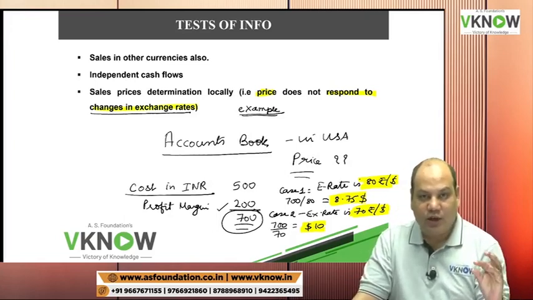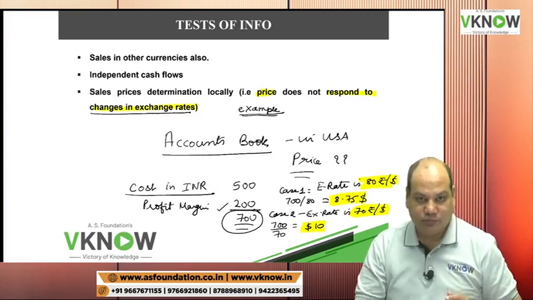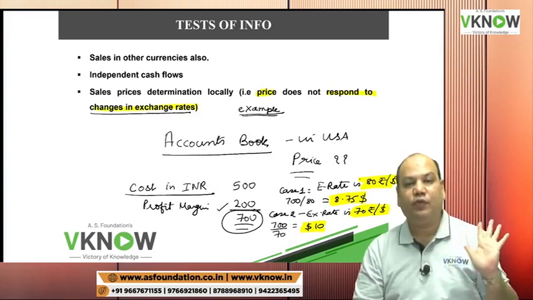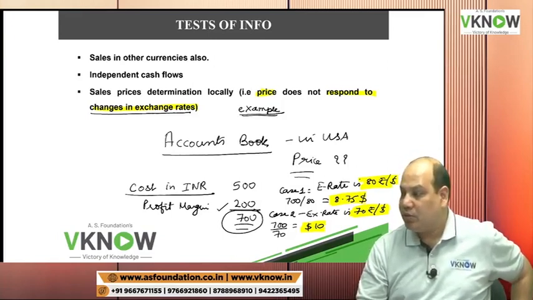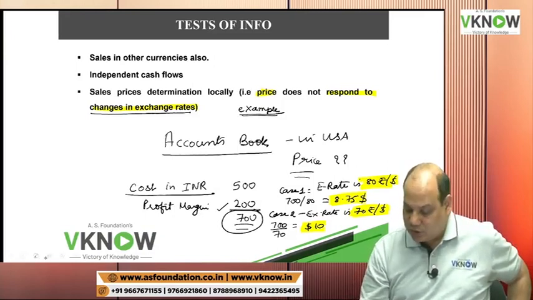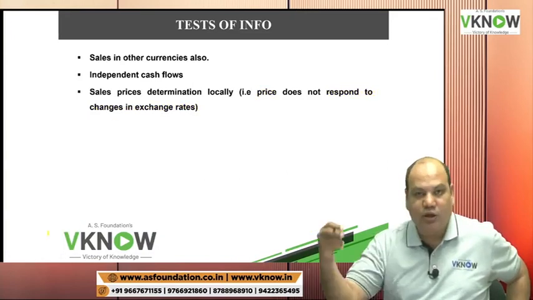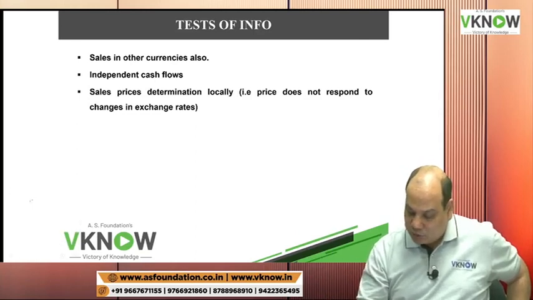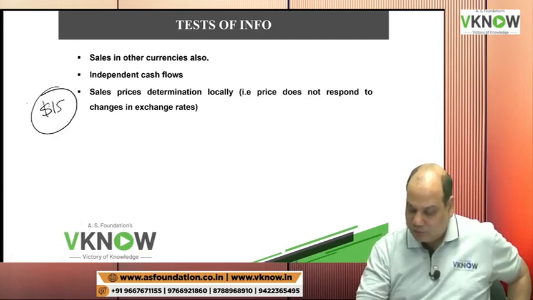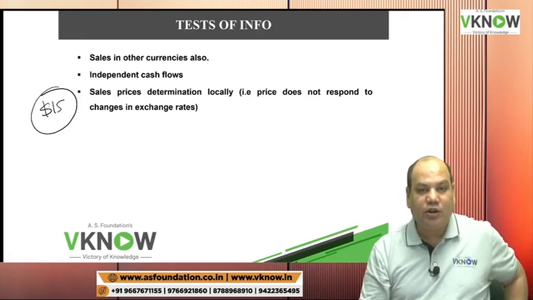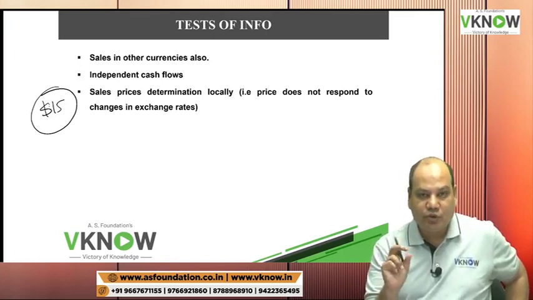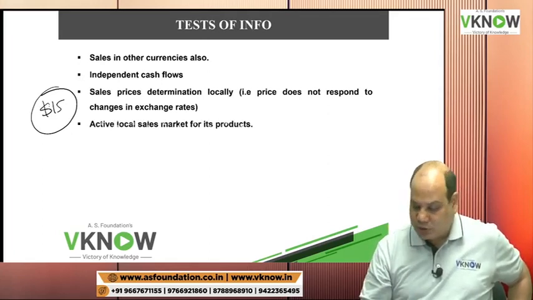If the exchange rate is influencing the price, then it is an integral foreign operation. But if the price is not influenced, let us say the foreign operation says, I don't care what the exchange rate is, I am going to sell the product at $15, whatever may be the exchange rate, whether 60, 70 or 80, then it is a non-integral foreign operation. But if the prices keep changing because the exchange rates are changing, then it is an integral foreign operation.